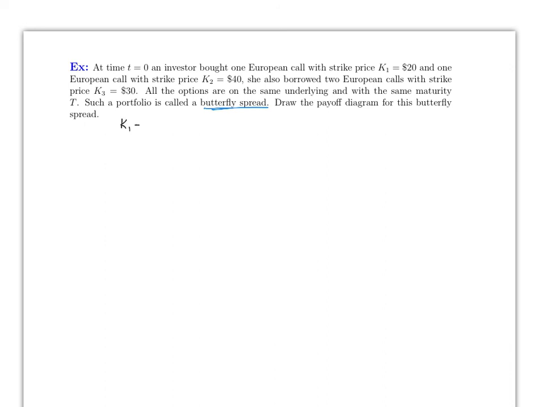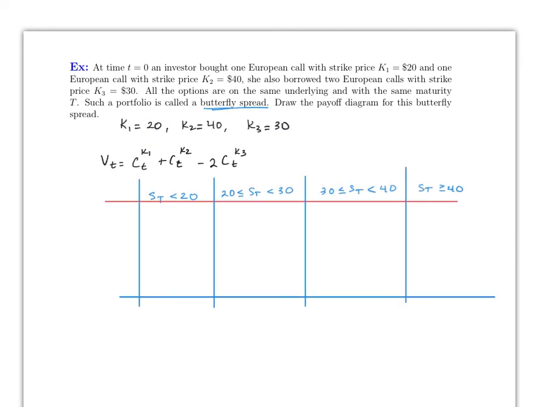Here we have the following: K1 is equal to 20, K2 is equal to 40, and K3 is equal to 30. The value of the portfolio will be C_T of K1 plus C_T of K2 minus 2 C_T of K3, because you're borrowing these ones of K3. So let's analyze the payoff function for this. This is the call for 20, this is the call for 40, then you have minus 2 times the call for 30. All of this, remember, has to add to your portfolio.